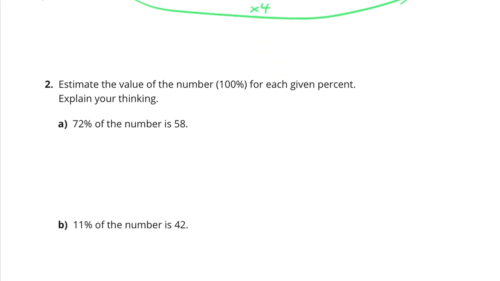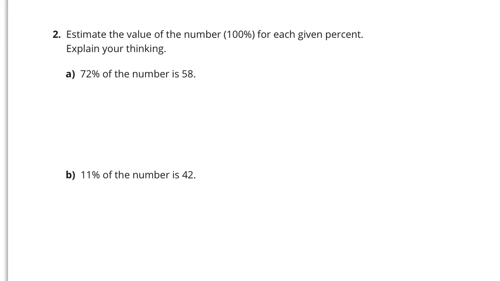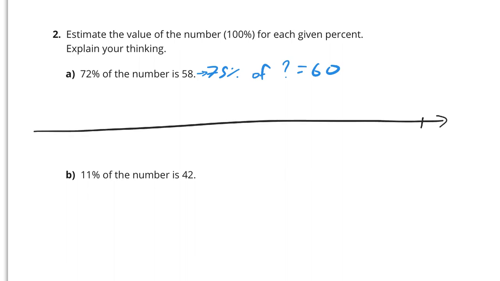All right, next it asks us to estimate the value of the number for each given percent and explain your thinking. Well, I'm going to do the same thing again, except instead of 72%, I'm going to use 75%. Let's make this 75% of some number is equal to 60. And then I'm going to put it on a number line. So here's 100% over here on the right, and 0% is over here on the left.